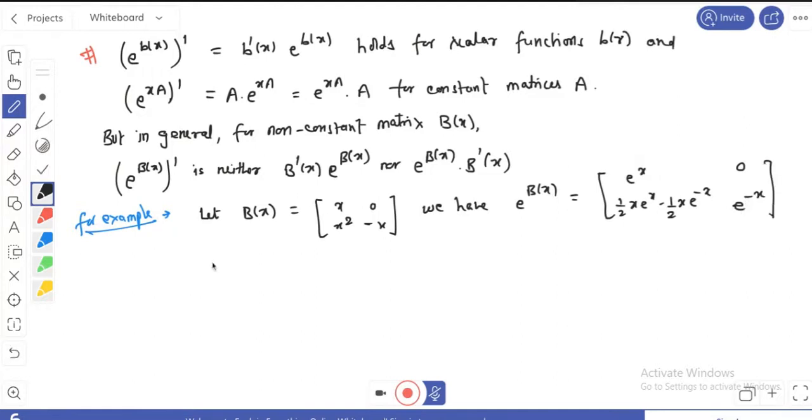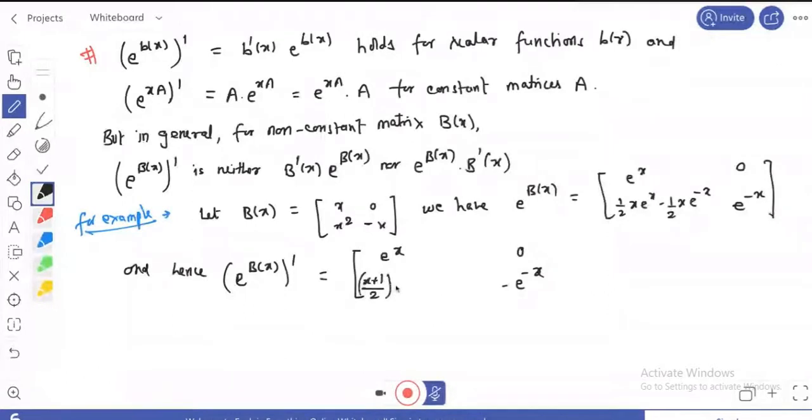Okay, and hence, if we try to find what is the value of exponential of this matrix, and we try to find the derivative of that, so we have to differentiate all components. So this is e to the power x, and if you differentiate, this becomes 0, and this is minus e to the power minus x. Differentiation of this, if we recombine the terms, so this becomes (x plus 1)/2 e to the power x plus (x minus 1)/2 e to the power minus x. Okay, so this is the derivative of this matrix.